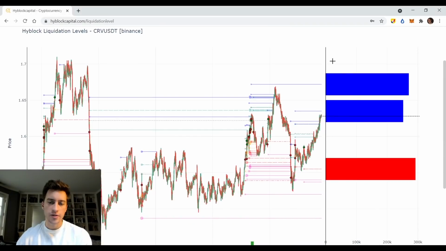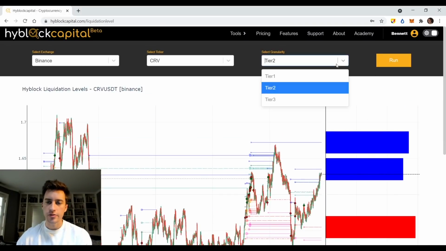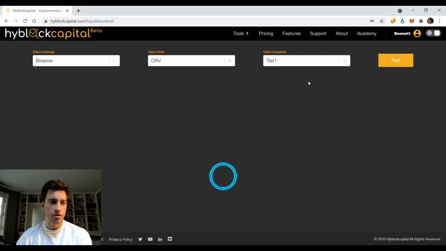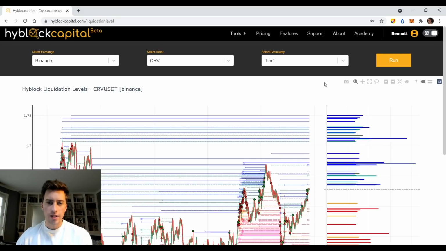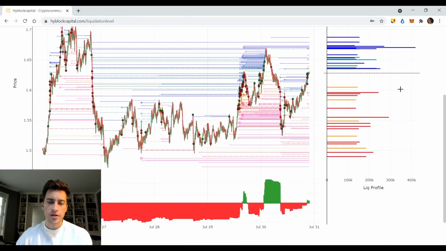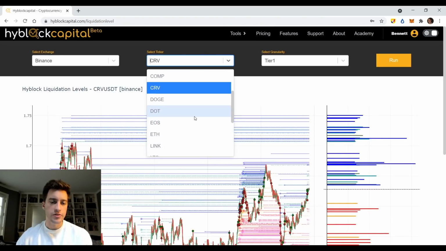Now that's CRV. I had it on tier 1, not on tier 2. Tier 1, tier 2, tier 3, tier 64. Yeah, you can see that here. So this is a pattern that I really do like to trade.